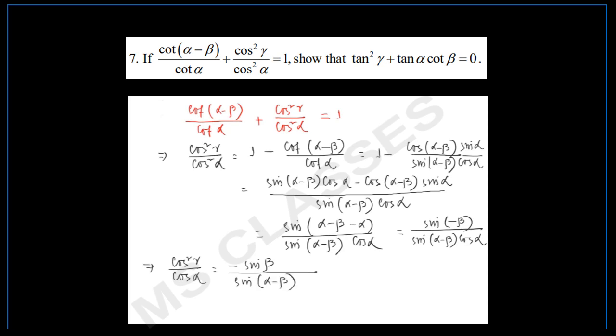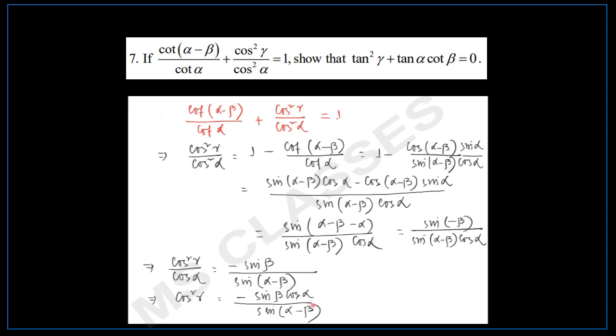Very simple. Now children, what is our proof? Our proof needs to be in terms of tan. So I'll try to bring it in terms of cos square gamma. Why cos square gamma? Because children, from cos square I can move on to sec square, and from sec I can move on to tan.